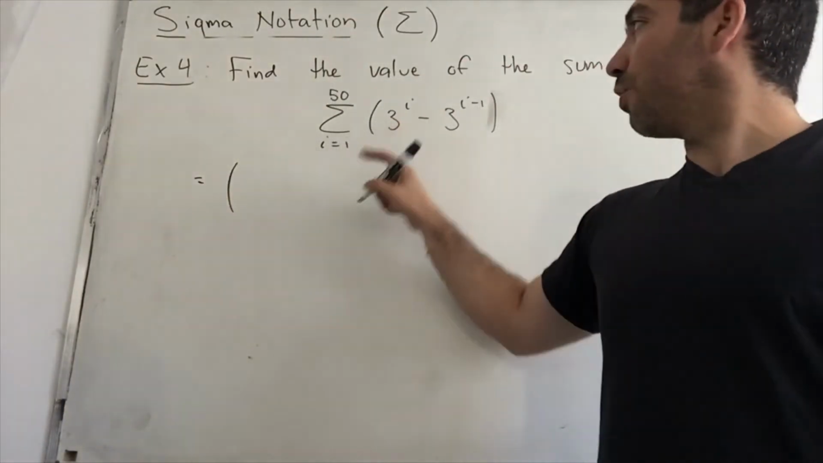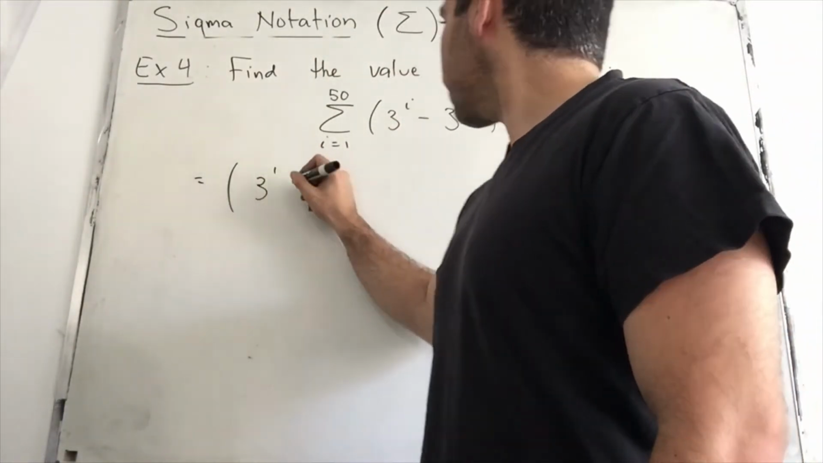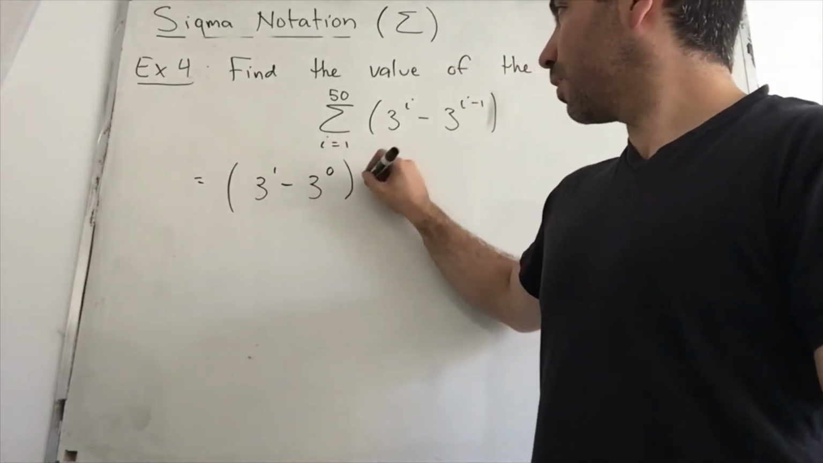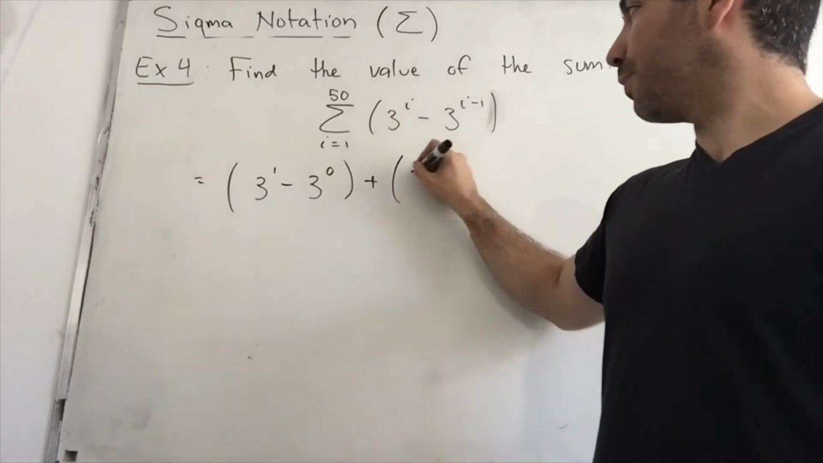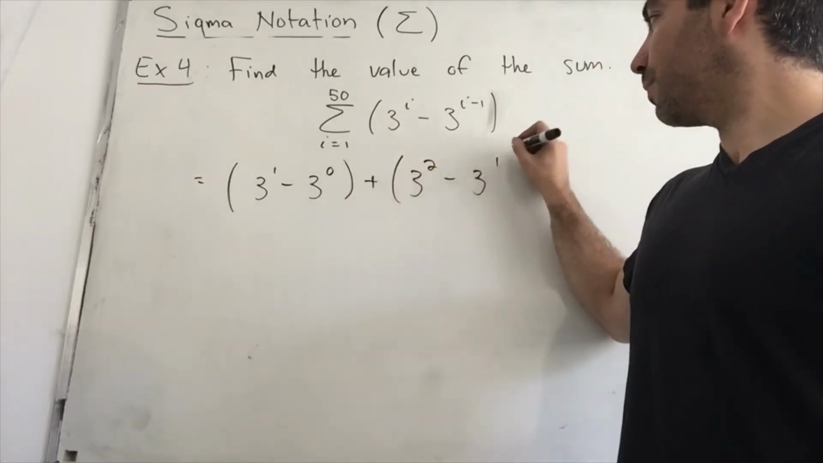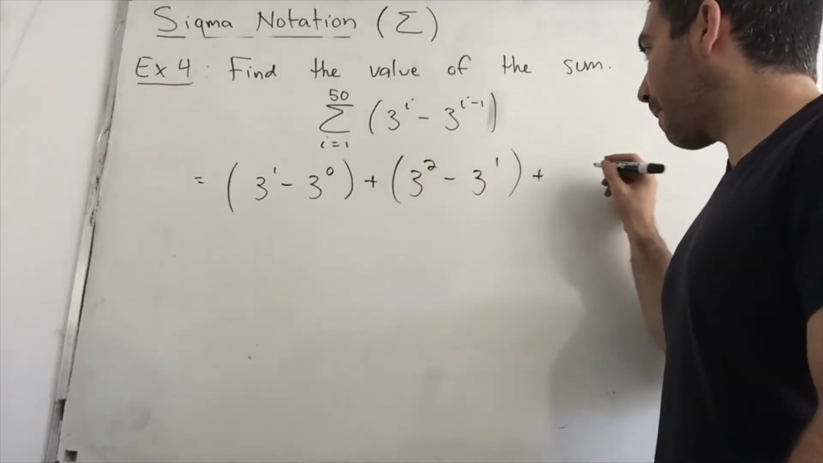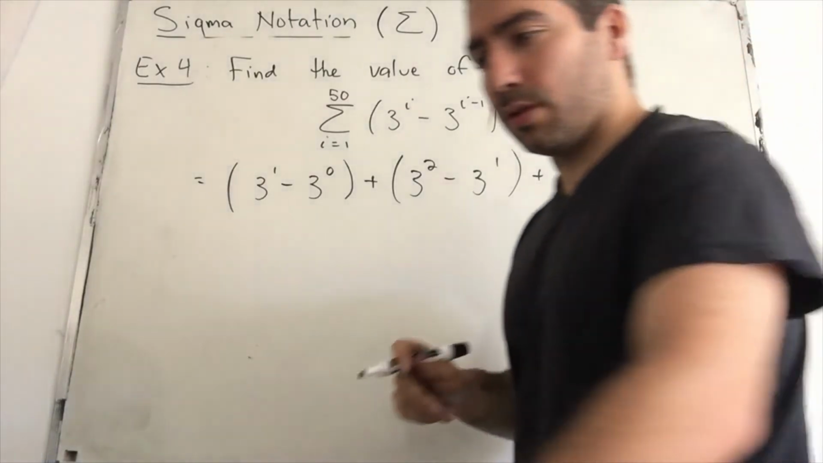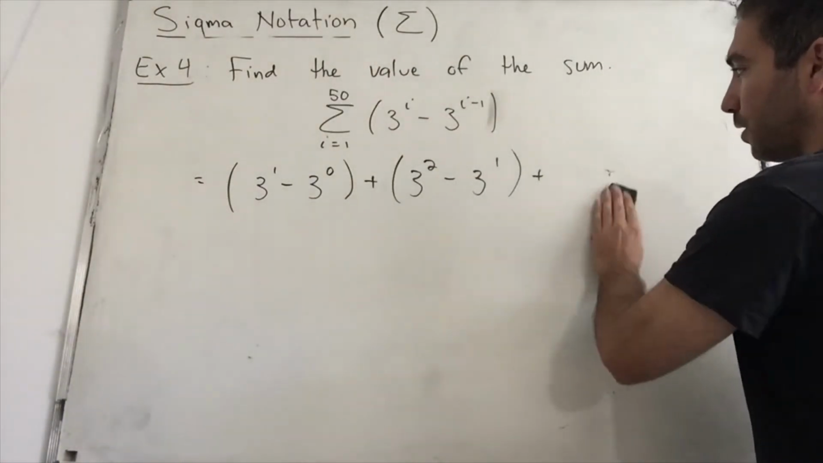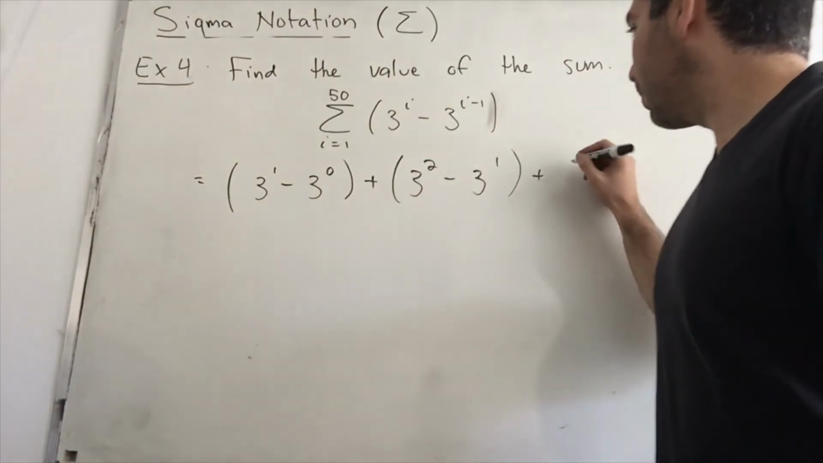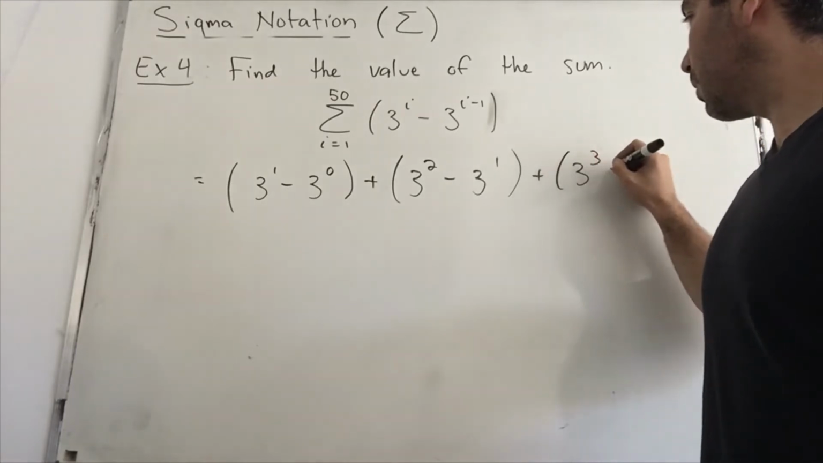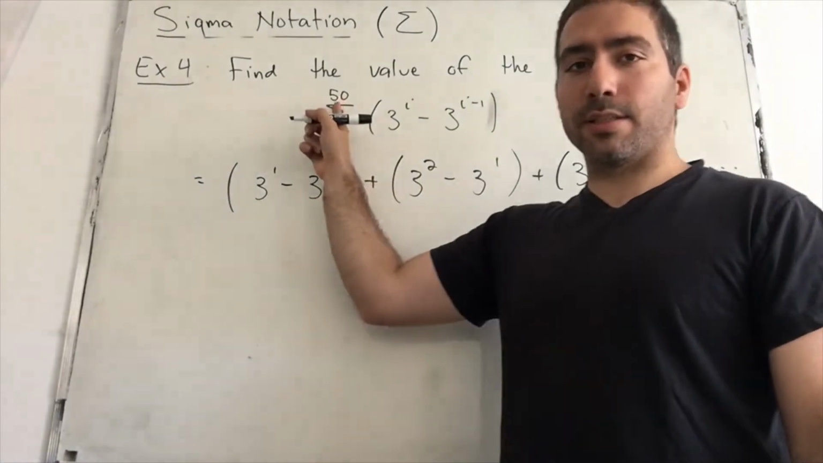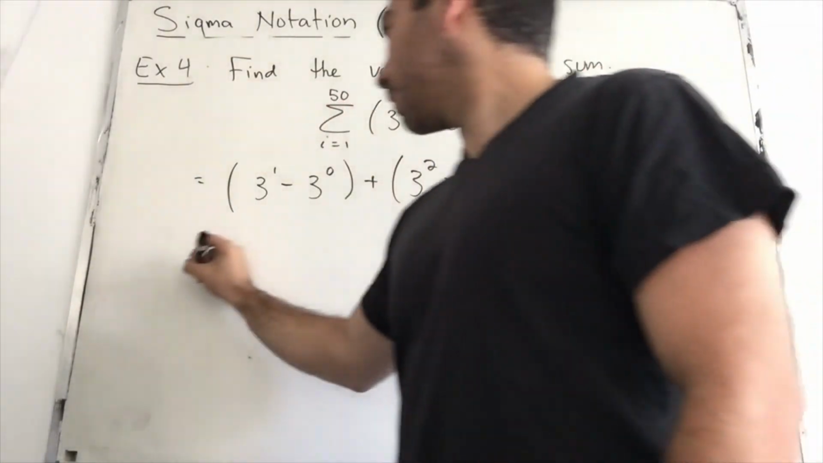So if we substitute the 1, we get 3 to the 1 minus 3 to the 1 minus 1, which is 3 to the 0. Plus the next one, if we substitute 2, we get 3 to the 2 minus 3 to the 1 plus dot dot dot. Let's do a couple more, just to make it a bit more obvious. So we did 2, let's do 3. We get 3 to the 3 minus 3 to the 2 plus dot dot dot. And then I'm going to do the last 3, so I'm going to continue down here.